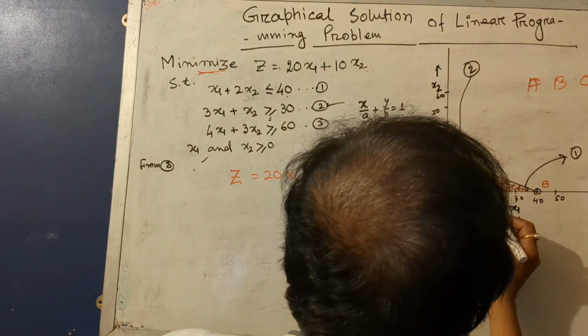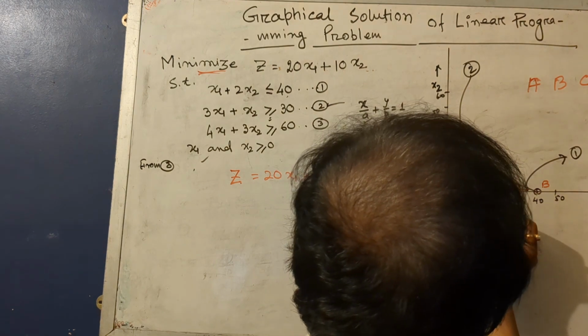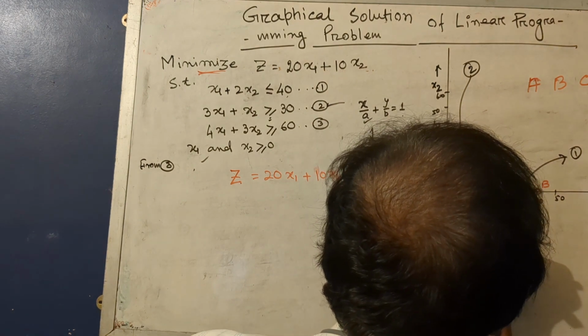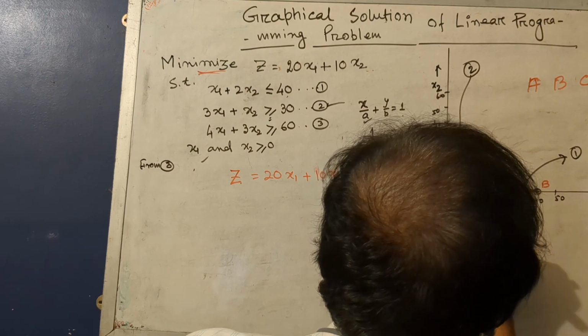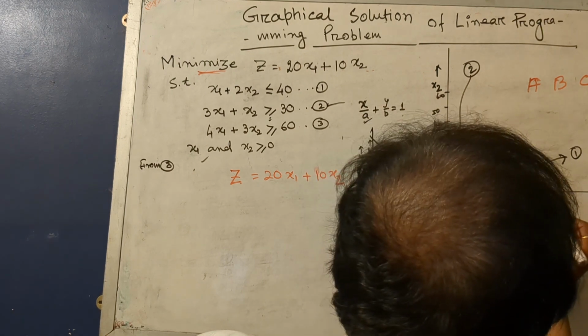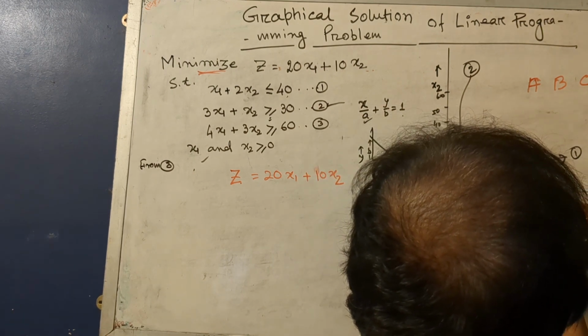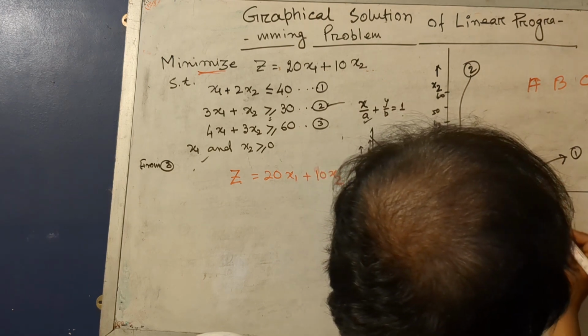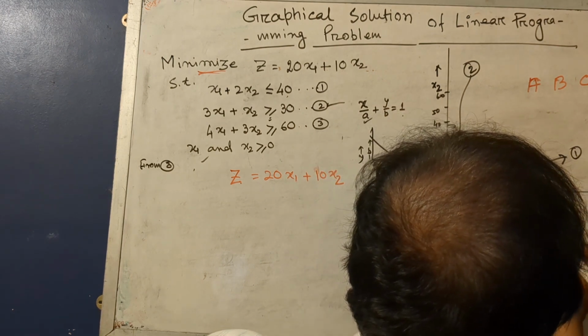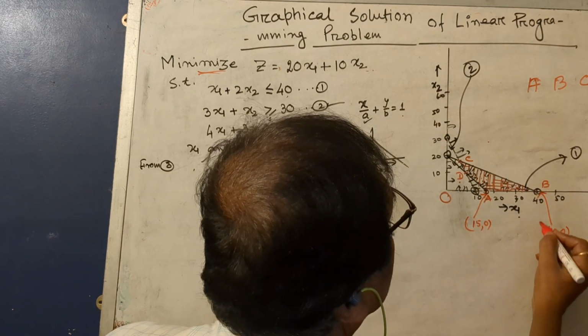You know the coordinate of this point. What will be the coordinate of this? A, this is 15, that is 15, 0. The value of x1 is 15, 0. This is one corner point. What is the coordinate of this? The coordinate of this will be 40, that means 40 and 0. I think it is clear.